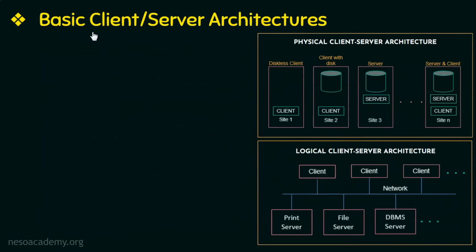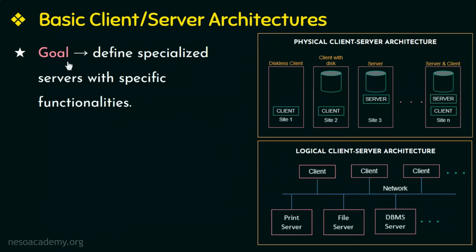Now let's look at the basic client-server architectures. First, we're going to see a general overview of a client-server architecture, and then we will see how it applies to DBMS. This client-server architecture was developed to deal with a large number of personal computers, workstations, printers, file servers, etc., all connected via a network. The idea behind that, or the goal, was to define specialized servers with specific functionalities.